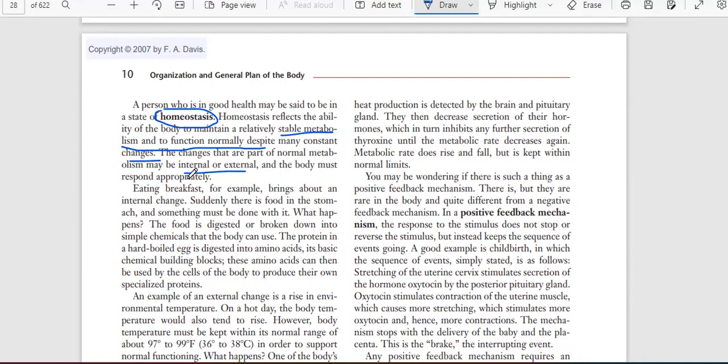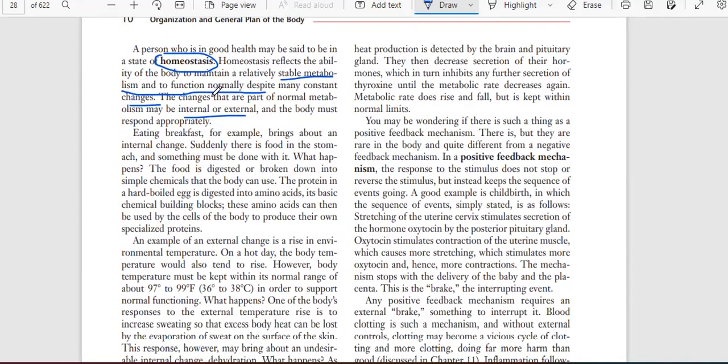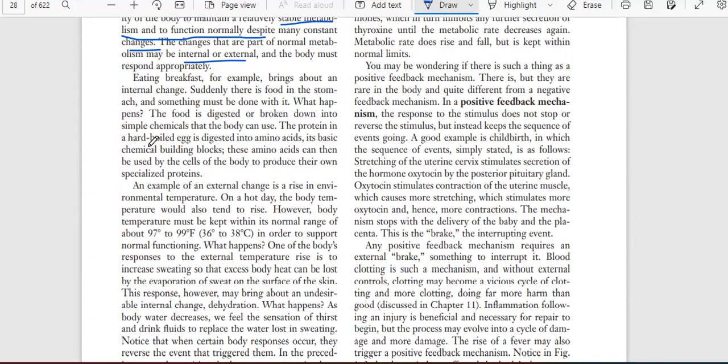The changes that are part of normal metabolism may be internal or external, and the body must respond appropriately. Eating breakfast, for example, brings about an internal change. Suddenly, there is food in the stomach, and something must be done with it. What happens? The food is digested or broken down into simple chemicals that the body can use. The protein in a hard boiled egg is digested into amino acids and basic chemical building blocks.